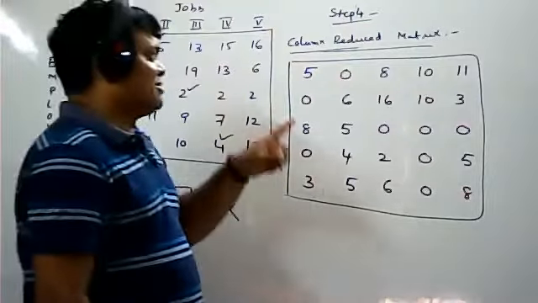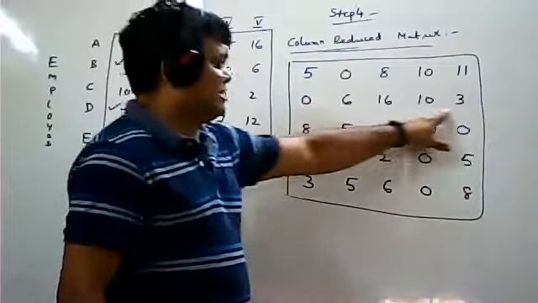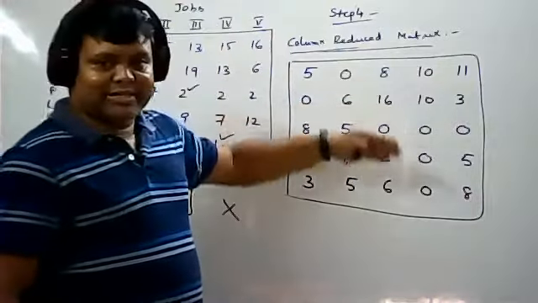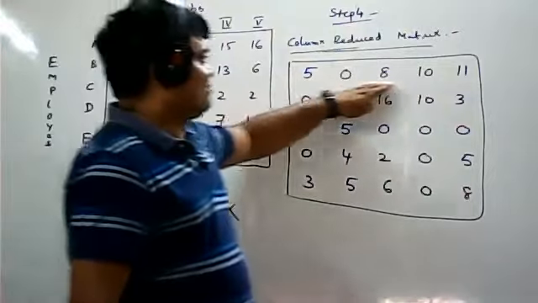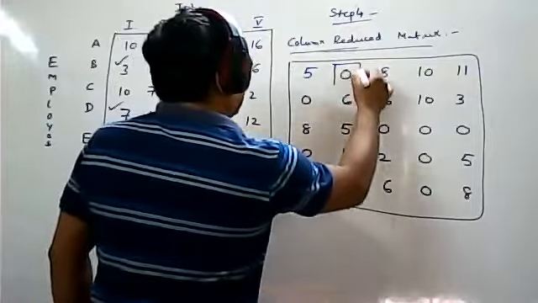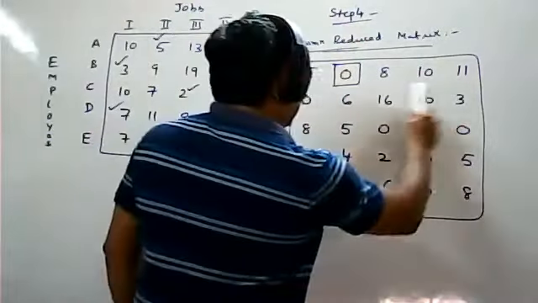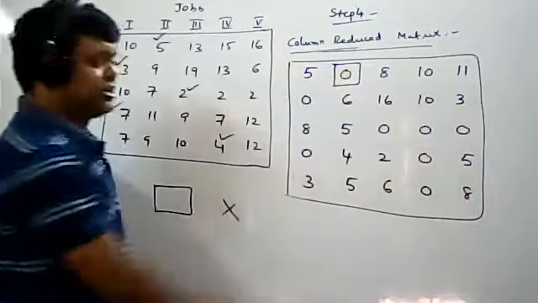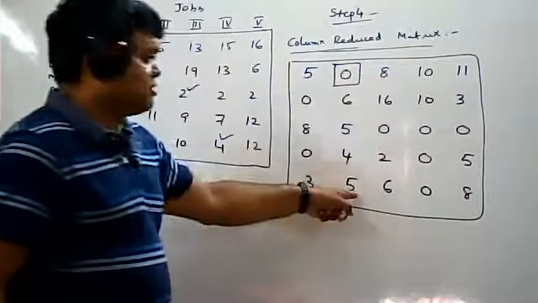Is there any row consisting of a single 0? The first row itself has a single 0, and the second row also has a single 0. We will go in order; you can take any one, but try to take them in order. First row has a single 0. If a single 0 is available, directly make the assignment. Any other zeros in the row side or column side should be crossed off. Here no zeros are there on the row side, and column side also no zeros.